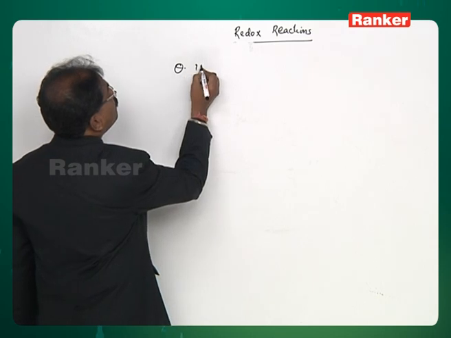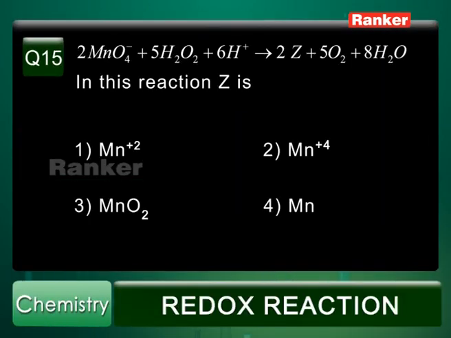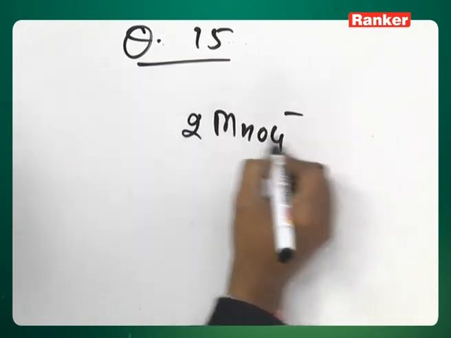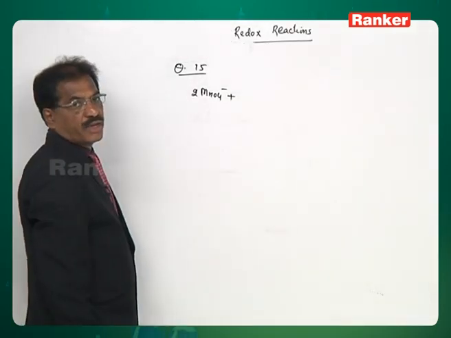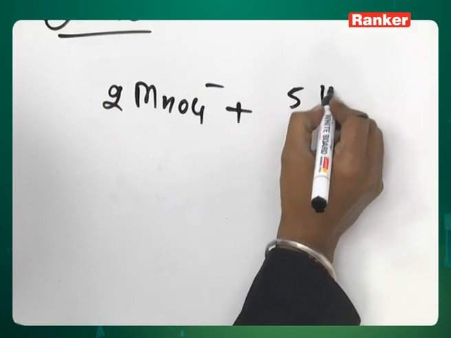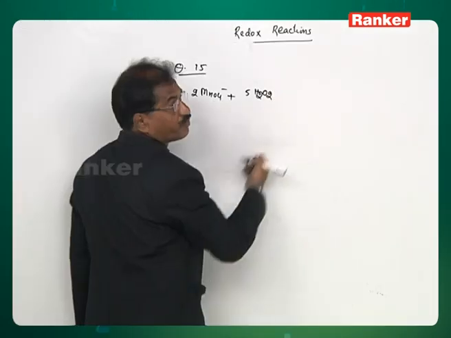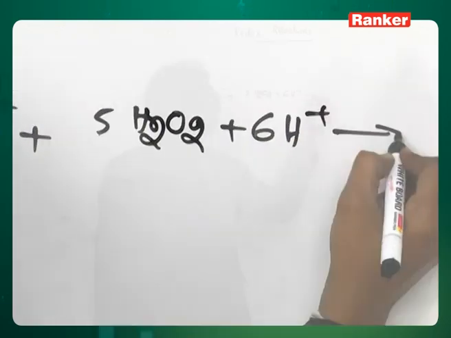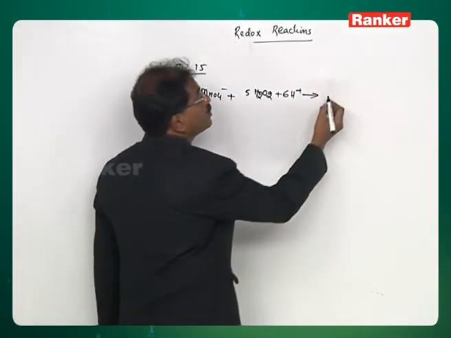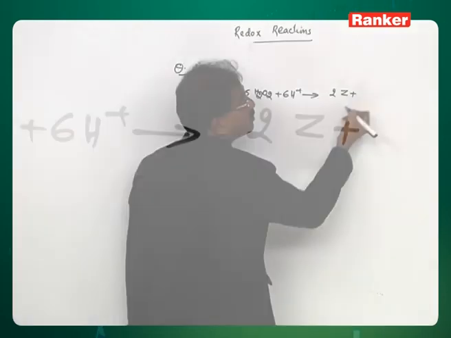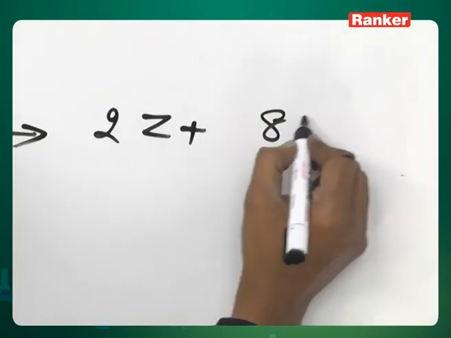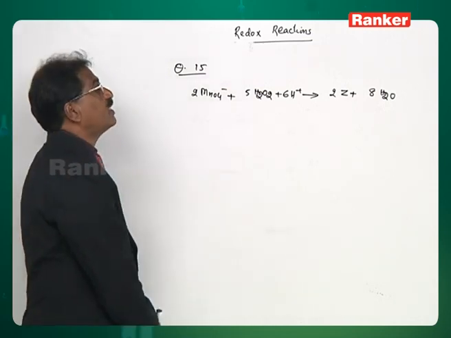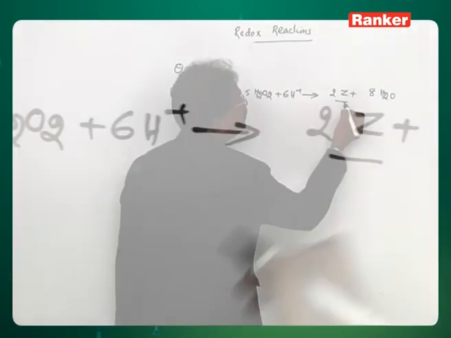Question number 15. Here, MnO4 minus, permanganate, is participating in the reaction. They have taken 2 moles of the permanganate reacting with 5 moles of H2O2 plus 6 moles of H plus, which gives 2Z plus 8H2O. This is the reaction given. In this reaction, we have to identify this Z.